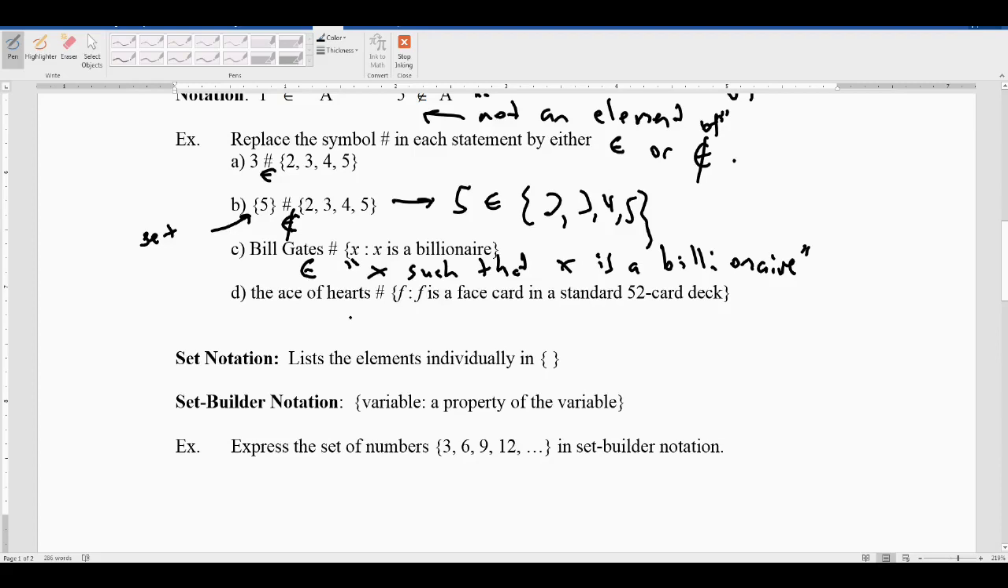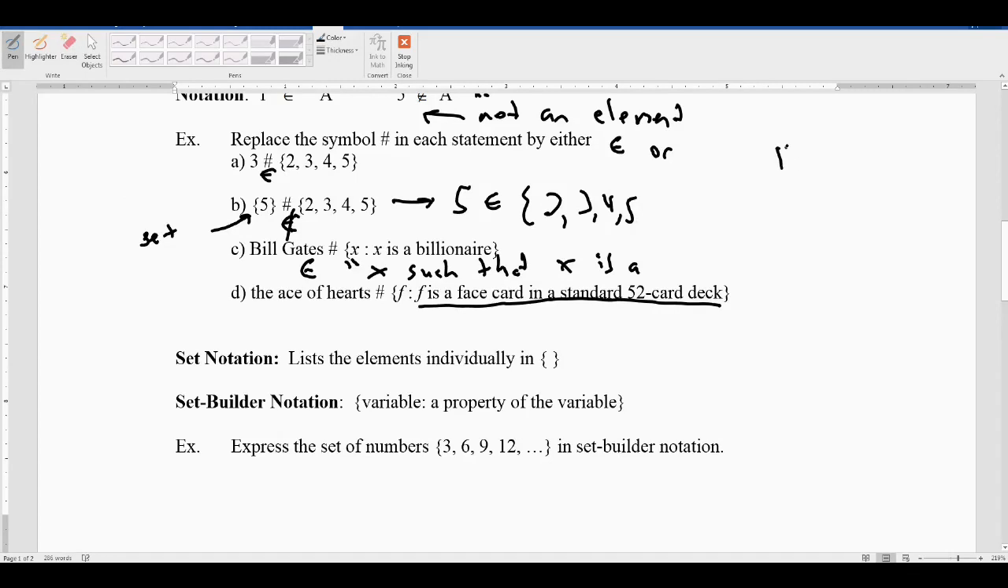And then the Ace of Hearts. Is it in this set? Well, this set, if you look at it, the most important part is this right here. This set represents face cards in a standard 52 card deck. I don't know what y'all know about cards, but there's 4 suits. And let me erase this a little bit. We're going to use cards throughout this class. So if you're not familiar with them, let's become familiar with them now.